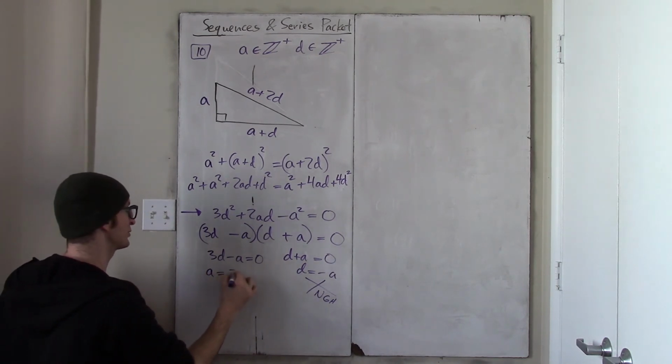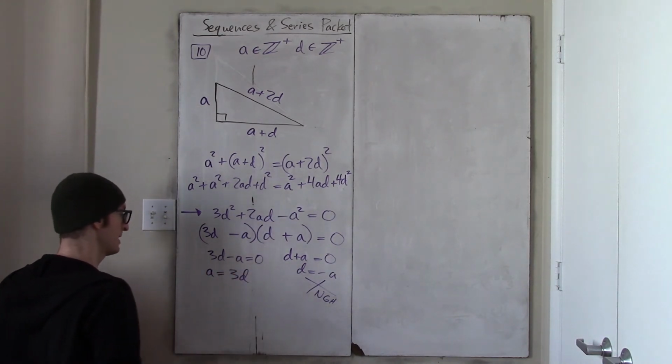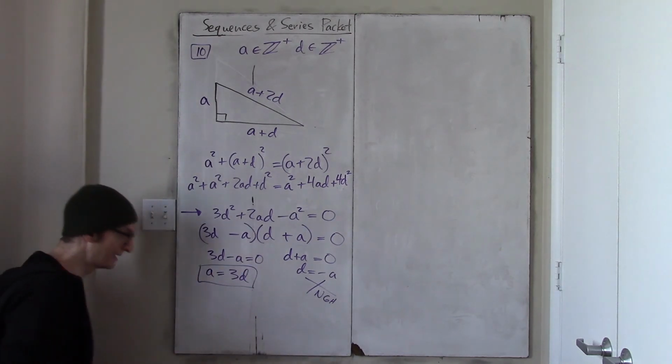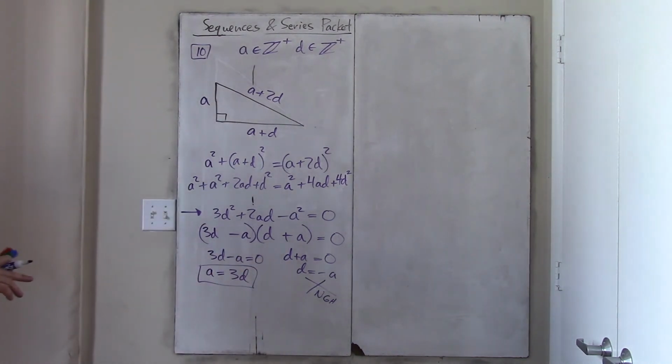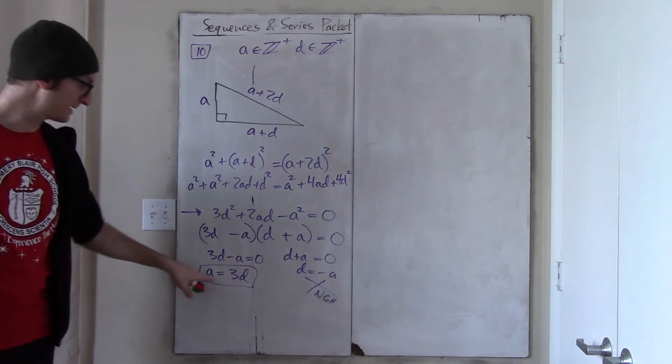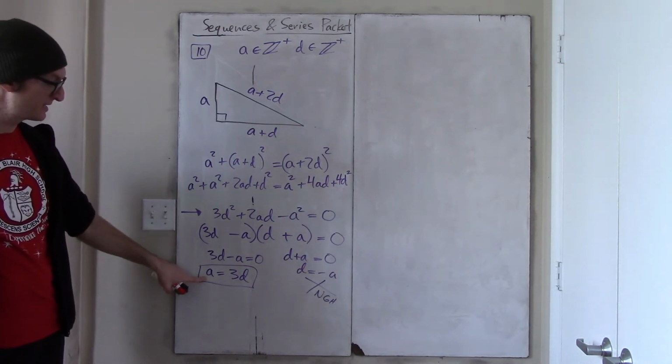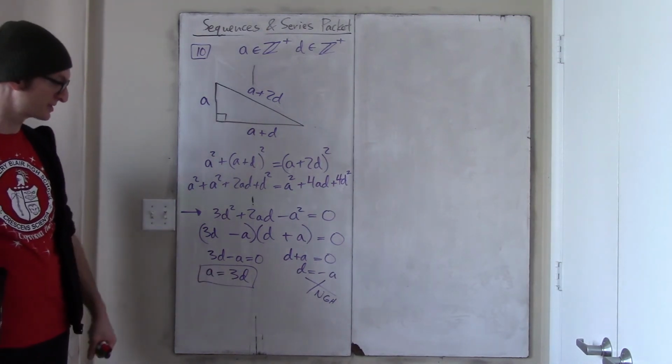I get that a is 3d. Alright, what does that mean? Going back up here to my picture, I see that the only way for these to be in arithmetic progression is if the term I start with is 3 times the common difference.